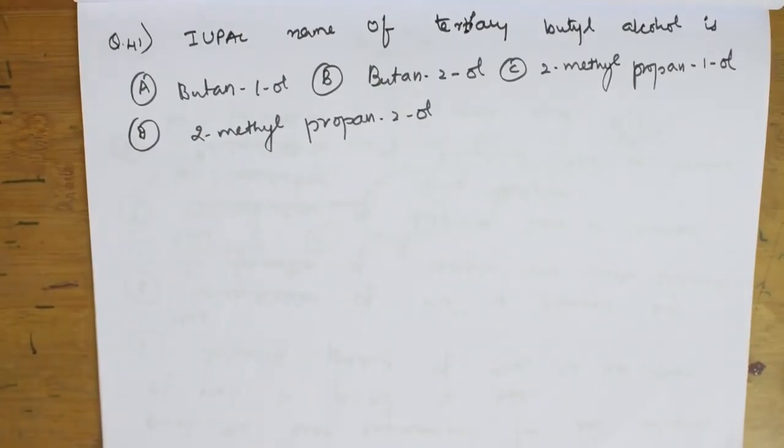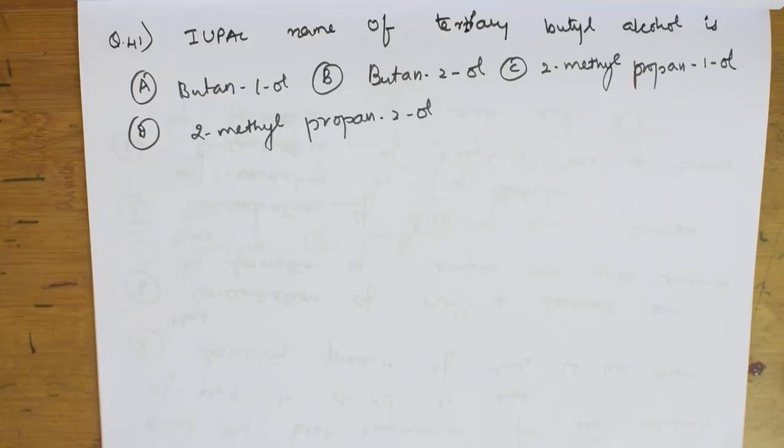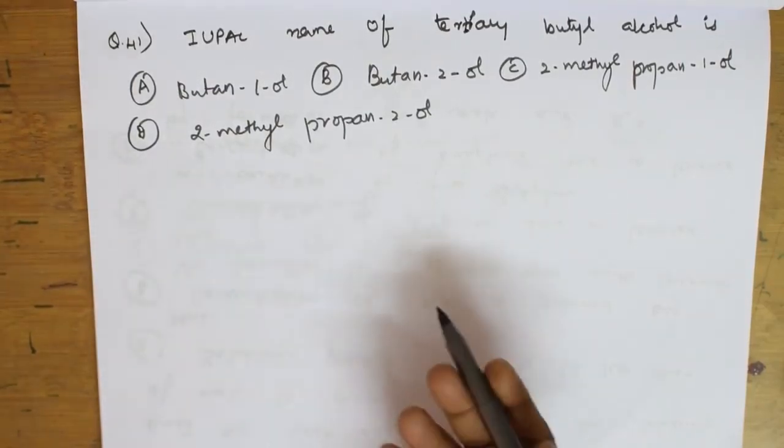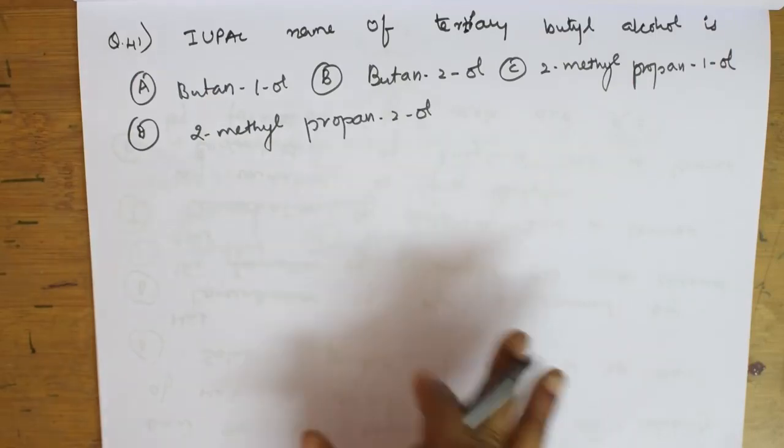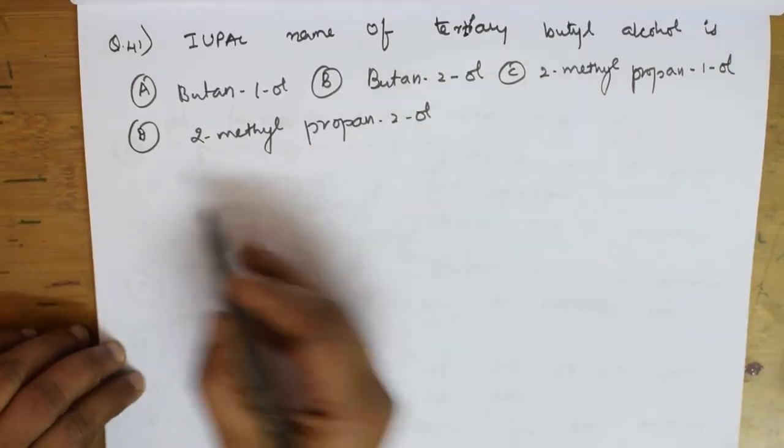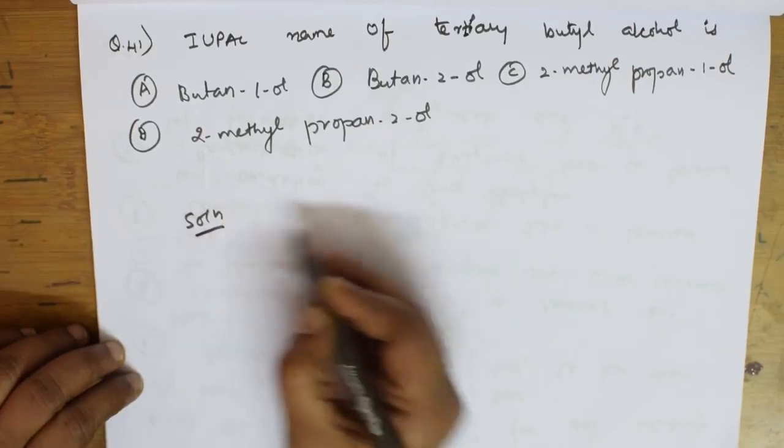Next question, students. Let's read this. IUPAC name of tertiary butyl alcohol. IUPAC means International Union of Pure and Applied Chemistry. According to that, what is the name of tertiary butyl alcohol? Right. First of all, when the compound is given, let us draw the structure of this tertiary butyl alcohol.